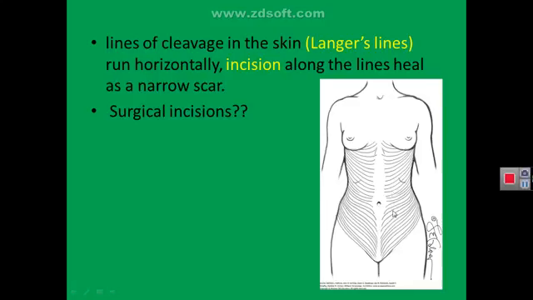Also, as part of the surface anatomy, you have to say something about Langer's lines, which are lines of arrangement of collagen in the dermis, also called cleavage lines. Langer's lines run horizontally in the anterior abdominal wall, and therefore surgical incisions should better be done in the direction of Langer's lines in order to have a minimal scar after suturing the wound.